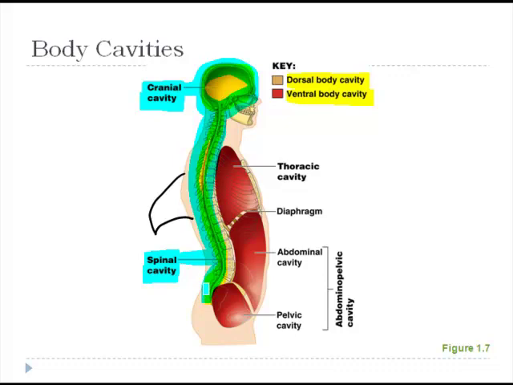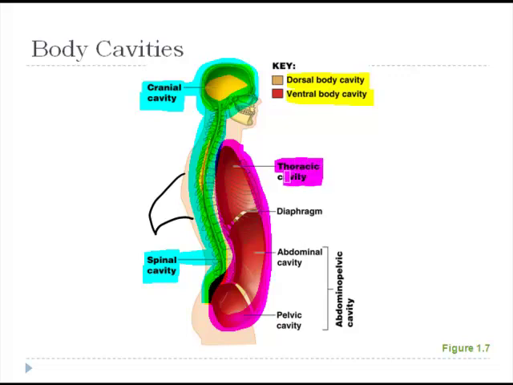The ventral cavity, on the other hand, the ventral is in the front. And so it entails your lungs, your digestive system, your pelvic region, all that is going to be part of the ventral body cavity. It can further be broken up into the thoracic cavity. And this thoracic cavity here is this area here, just where your lungs are, basically your lungs and heart.